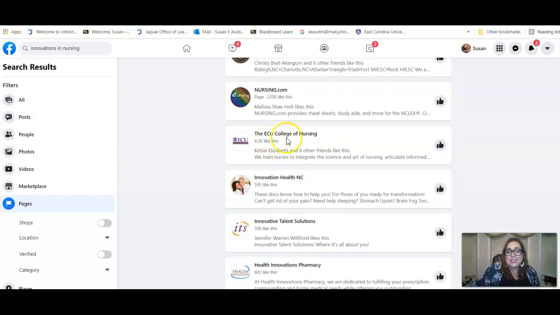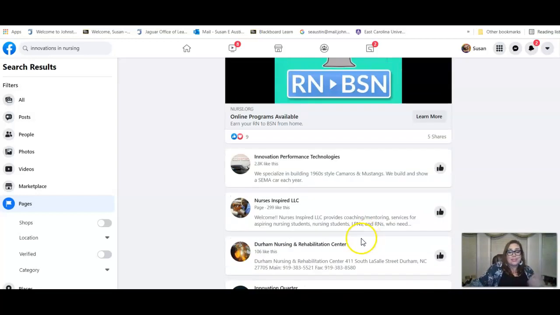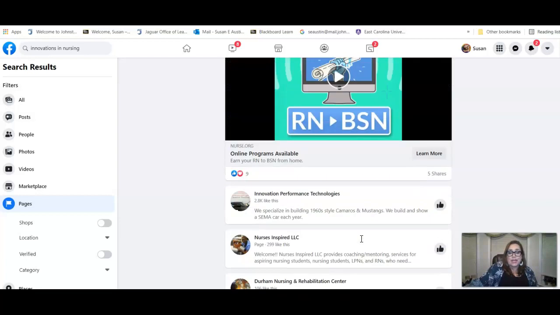So here's even the ECU College of Nursing. Sometimes if a university even has that degree, you may want to go to the university just to see what they're posting on their web pages. They may post research, they may post links or videos that may help you sort of gather your topic information. So anyway, here's some things that you could sort of look at.